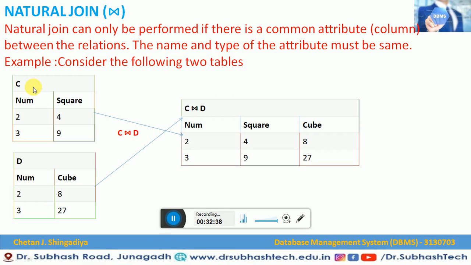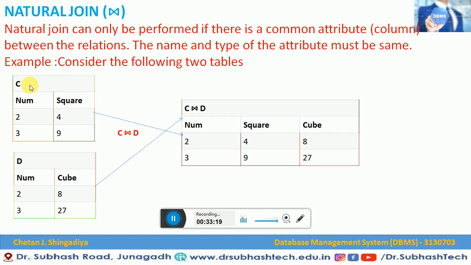So here you can see in this example, there is a table called C and there is a table called D. The name of one of the attributes from both the tables must be the same. So here you can see num is available in both the tables. So whenever we are doing a natural join, any one of the column names must be the same. Also the name and type of attributes must be the same. If I say the type of the attribute is integer, then that particular record should be an integer. It should not allow a character or any other data type. So this is what we have in the form of an example.